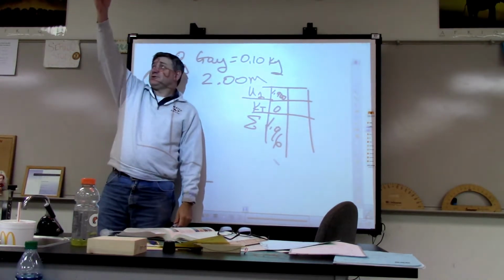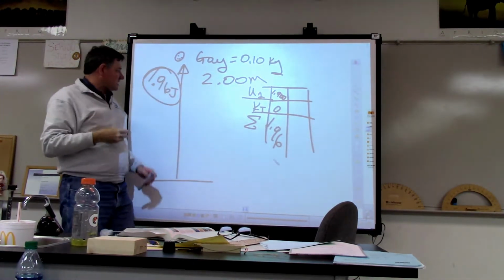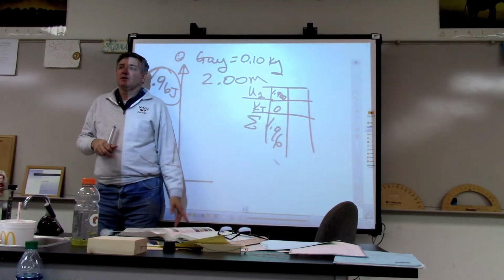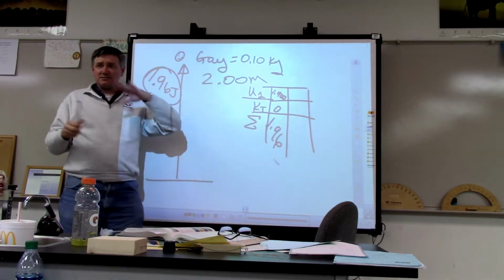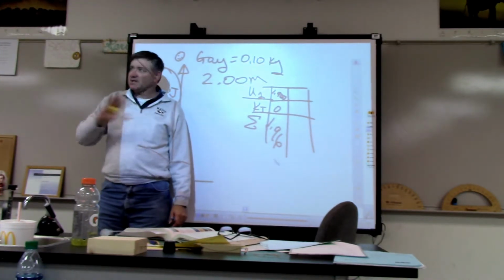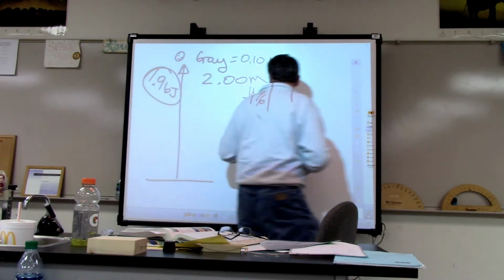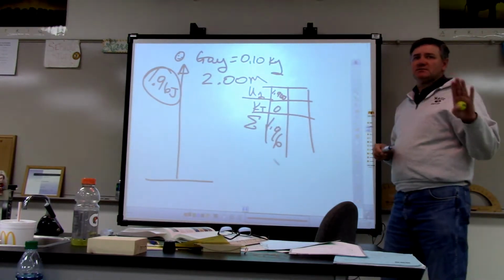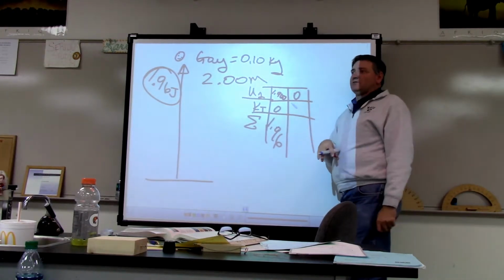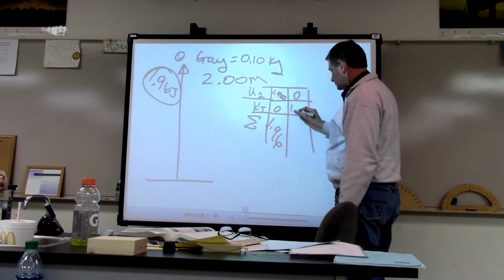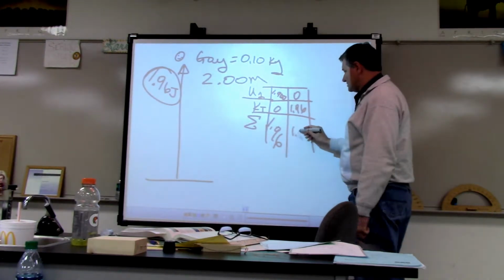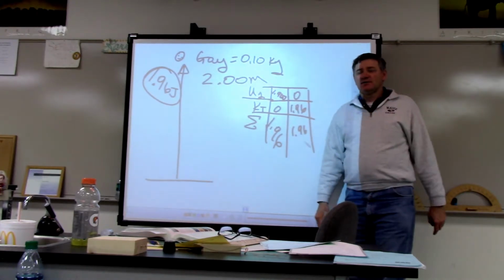Now, so I drop it, and what's going to happen to the amount of kinetic energy in the system? It's going to increase, right? Now, let's look at the other extreme. Let's look at the point when it just lands. When it just lands, how much UG do I have? Zero. So how much kinetic energy do I have to have? 1.96 joules, because I still have to have 1.96 joules of energy. Yes, Kyle?